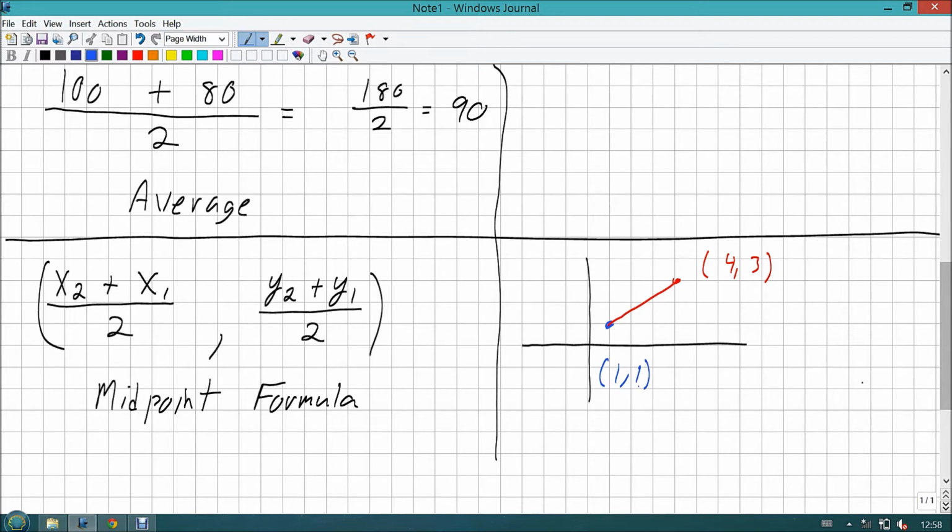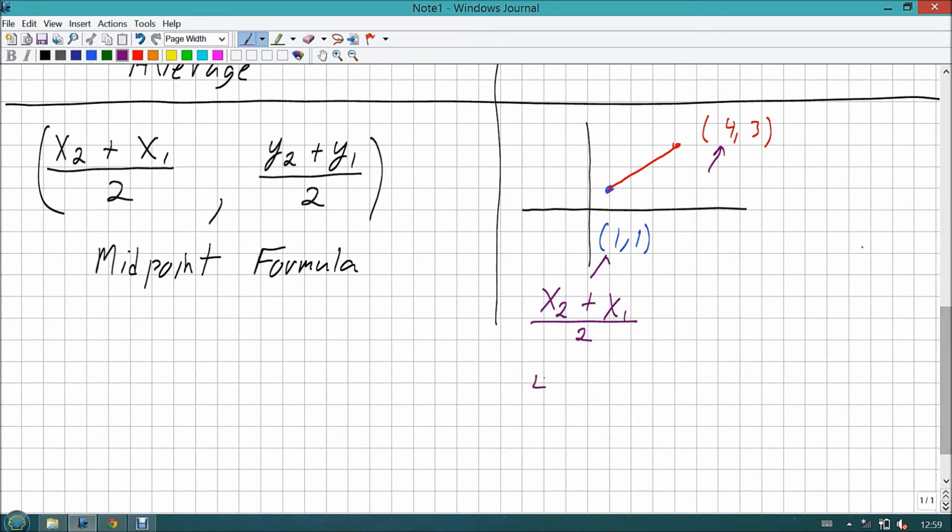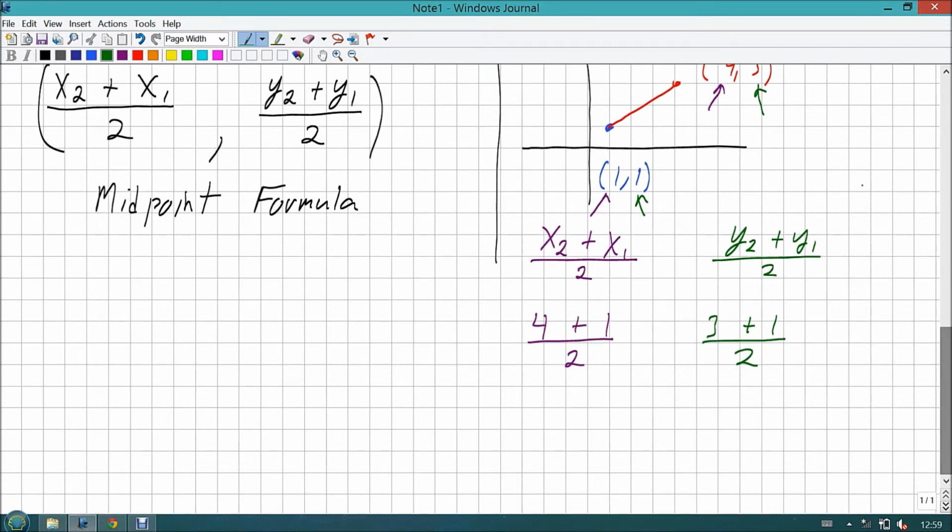Given that information, I know what my x2 is. My x2 is 4. My x1 is 1. So to find the x-coordinate, I would go x2 plus x1 divided by 2, or in this special case, 4 plus 1 divided by 2. And then for the y-coordinate, again, it's y2 plus y1 divided by 2. Our y2 is 3, our y1 is 1, so this would be 3 plus 1 divided by 2. Which, of course, gives us 5 halves, comma, 2. So the midpoint would be at (5/2, 2).